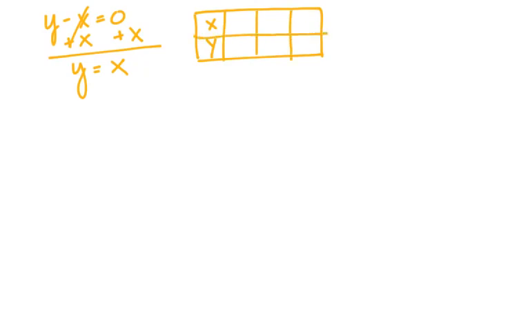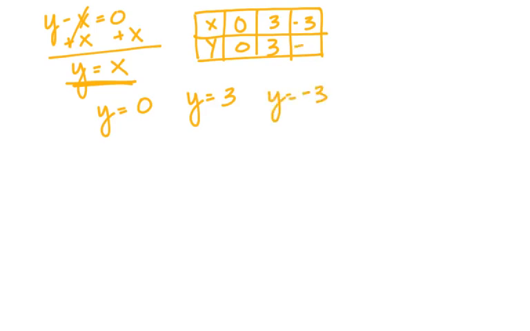So if I create my box of x and y values, you only need 2 points to make a line, but 3 points help you sort of confirm your line. So they chose numbers at random. It's always good to start with 0. They decided to do 3 and negative 3 also, but you could use other numbers. So if I plug a 0 in for x, since y just equals x, it just becomes y equals 0. If I plug a 3 in for x, it becomes y equals 3. And if I plug a negative 3 in for x, it becomes y equals negative 3.